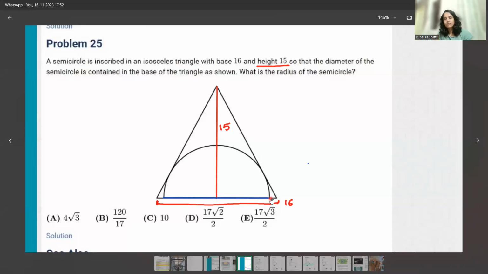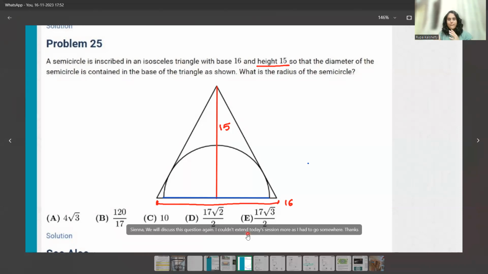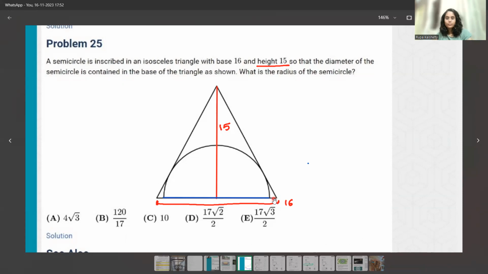You should know that the radius is always half of the diameter. And some kids, with less observation, may just say it's half of 16, which is 8. But no, remember, the diameter of the circle is from here to here, but 16 is the space from here to here. So there is a difference. This gap, we don't know how much it is on both sides. So we can't directly say that the diameter of the semicircle is 16, so the radius is 8. No, it doesn't work that way.